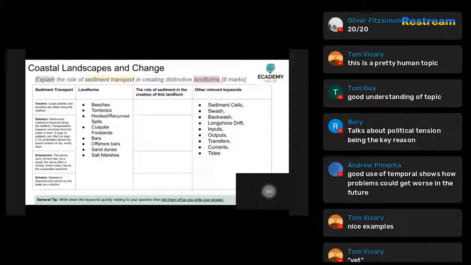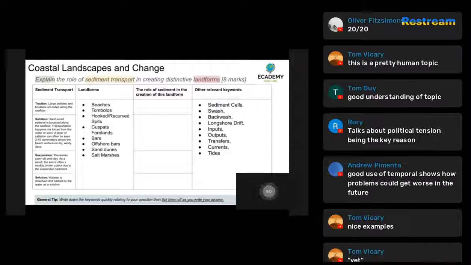So in this case, again, this slide is on the other video, and I'll go into a lot more detail. I won't do that here, but remember that you understand what sediment transport is: traction, saltation, suspension, solution, and what landforms they create, so beaches, tombolos, spits, cuspate forelands, and so forth, and what role they take in the creation of that landform.